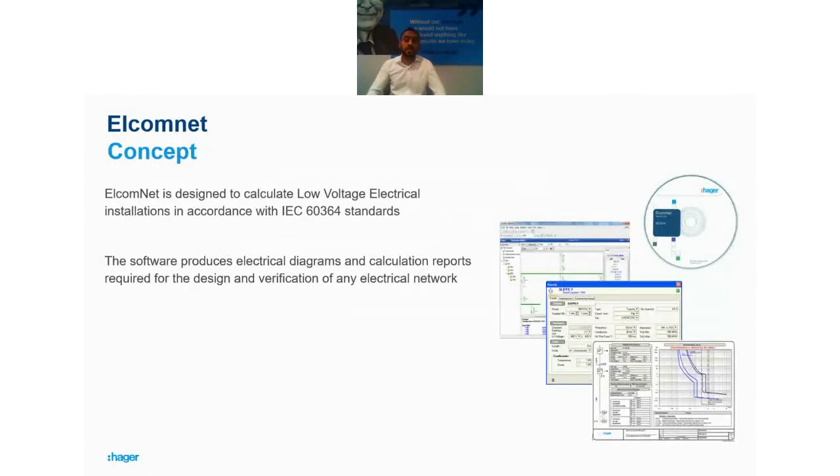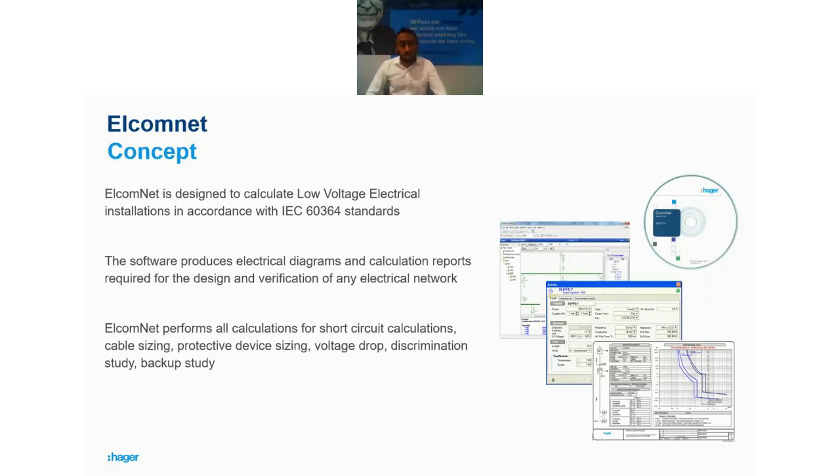The software produces electrical diagrams and reports required for design and verification of any network. You will see as I move on in my presentation the various types of reports that we can do using our software. So what does our software calculate in addition to short circuit calculations? You also have cable sizes, circuit breaker sizing, voltage drop calculations, discrimination or selectivity, backup or coordination. So these are some of the calculations which the software can perform.